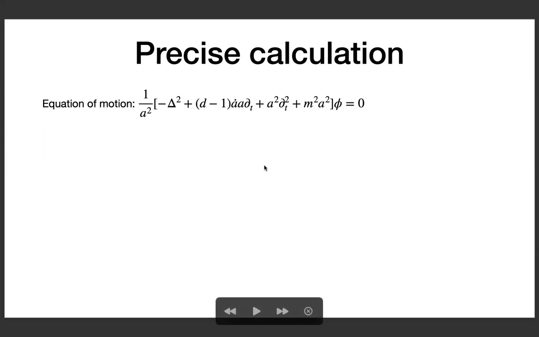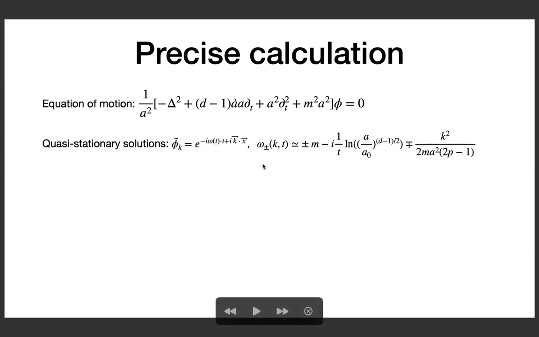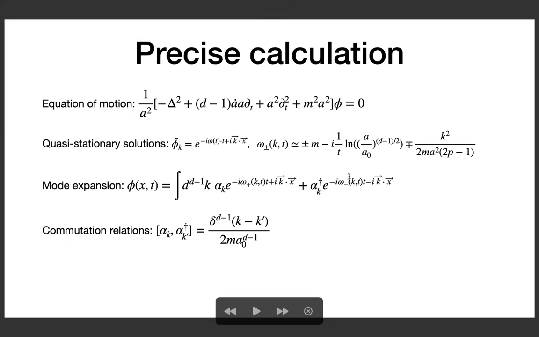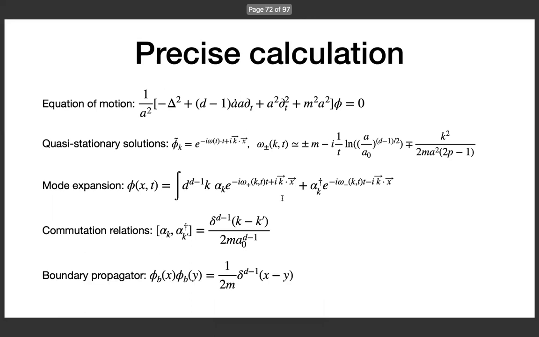So first we write down the equation of motion. Then we find the quasi-stationary solutions at late times. So these are just the steps of the calculation. Then we do mode expansion in terms of those quasi-stationary solutions. We get these creation and annihilation operators. Then we use the canonical commutation relations of phi and its conjugate momentum to find the canonical commutation relations for alpha and alpha dagger, so these creation and annihilation operators. And as you can see, they're very similar to normal QFT.